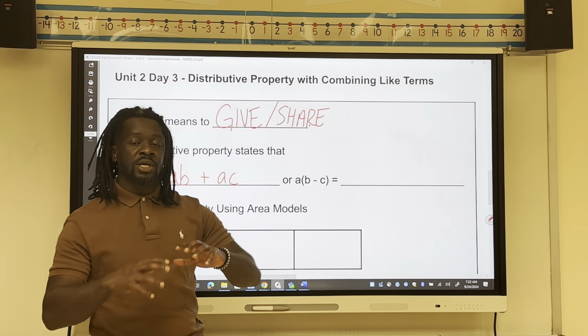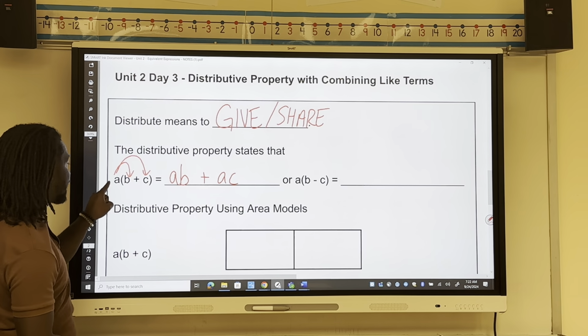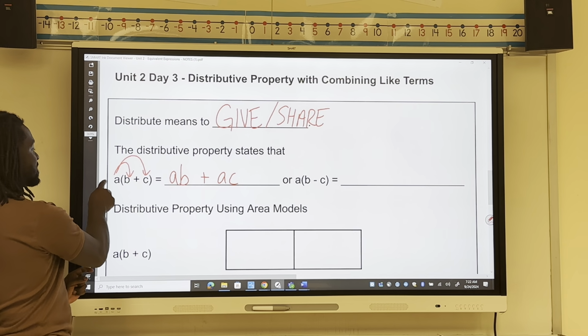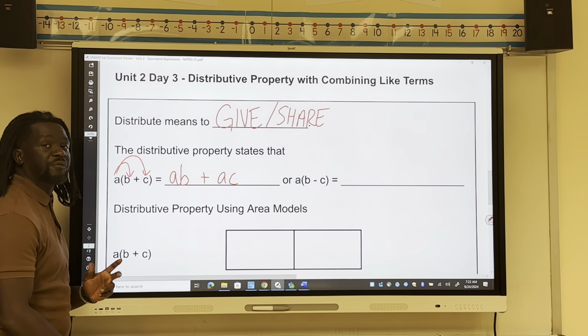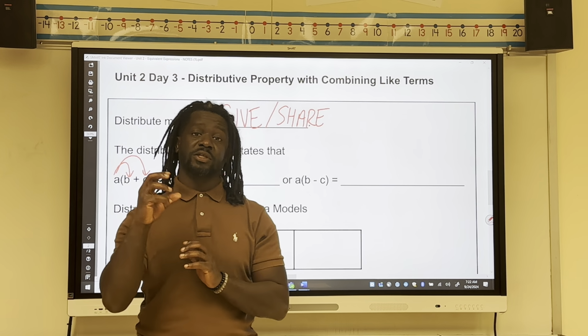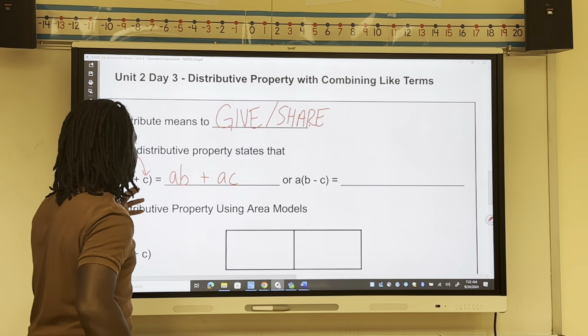Guys, the most common mistake is that students will forget to multiply the number on the outside by both of them. And so instead, sometimes they will just multiply by the first one. Okay, so it's really, really important that you remember that you have to take the number on the outside and multiply it by both of the numbers on the inside.